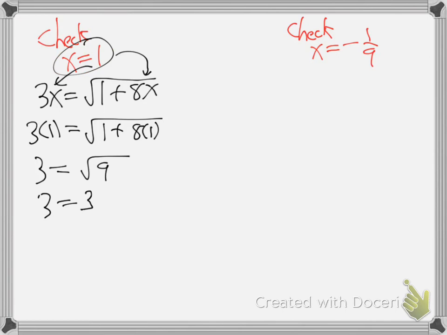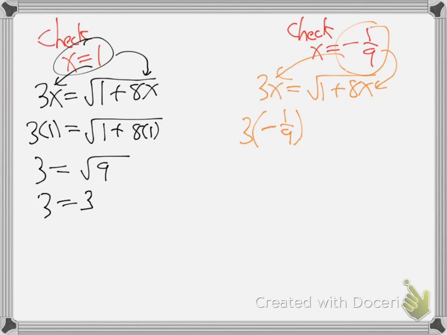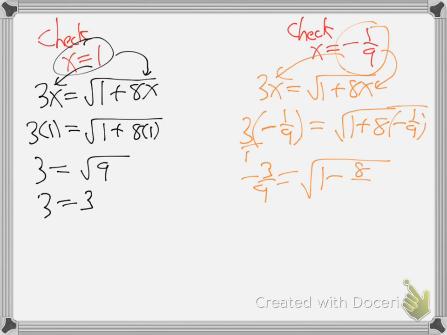The other one's not going to work. Let's see it. So we're checking 3x is the square root of 1 plus 8x. Put in minus 1/9 there and there. 3 times minus 1/9 is the square root of 1 plus 8 times minus 1/9. And so that's that. Whenever you have a whole number, put it over 1. So that's minus 3/9. 1 minus 8/9. Right, again, 8 over 1. 8 goes to the top.